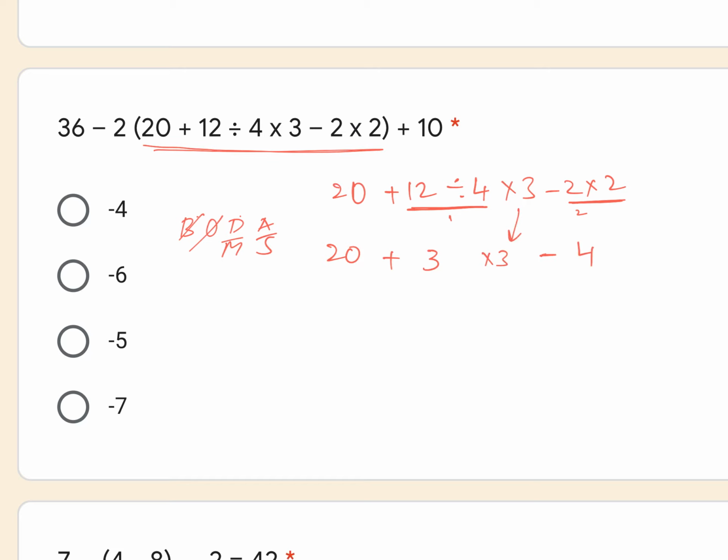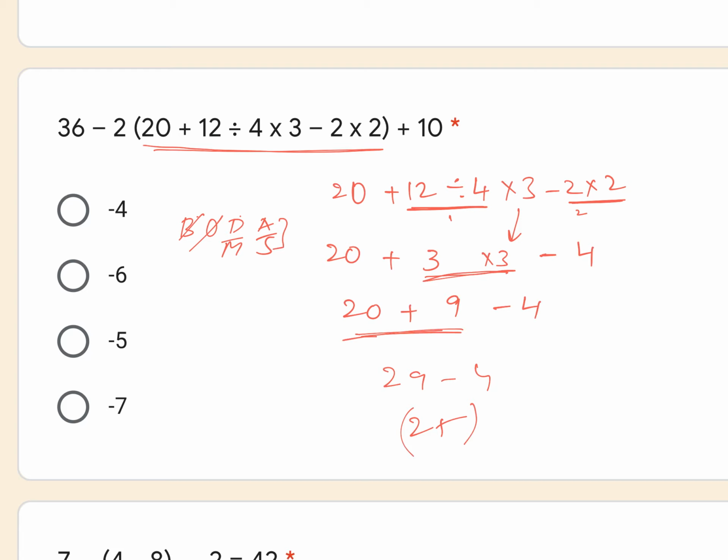Let me now finish up with the multiplication. So here 3 3's are 9. 20 plus 9 minus 4. Thereafter the remnants are addition or subtraction. So let us solve this one first as it comes first. So 29 minus 4, it is 25.